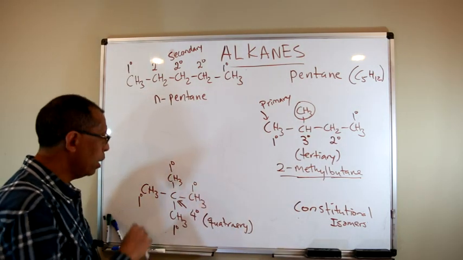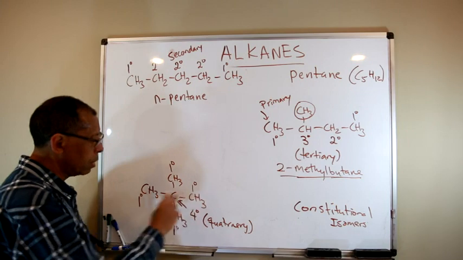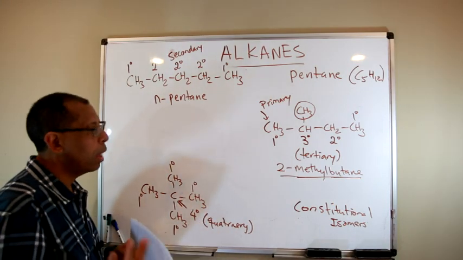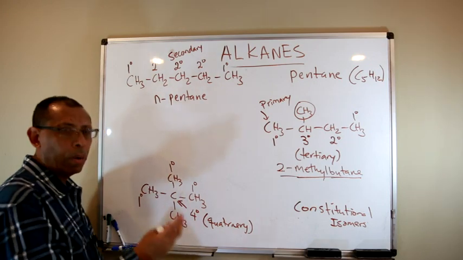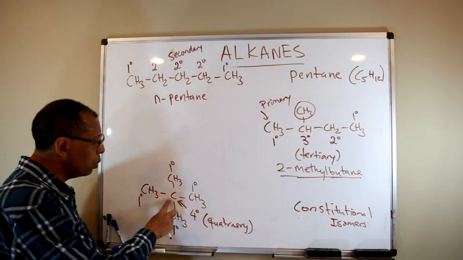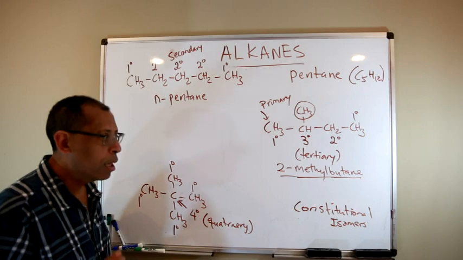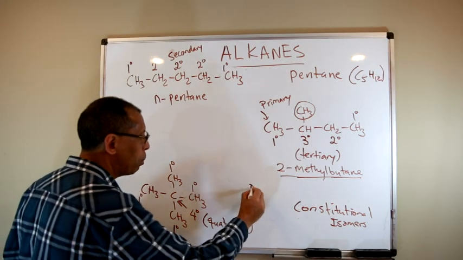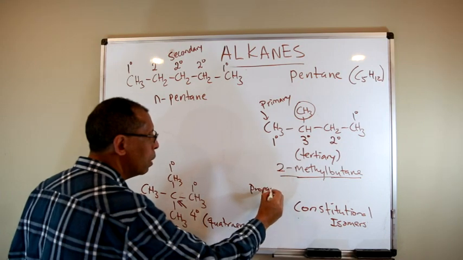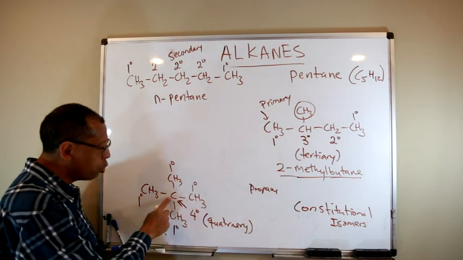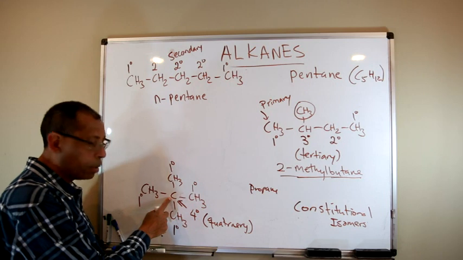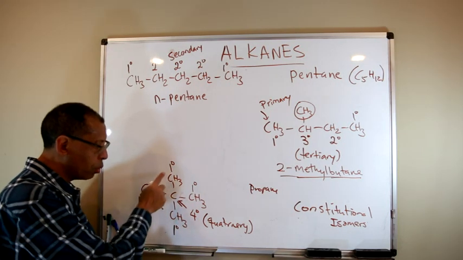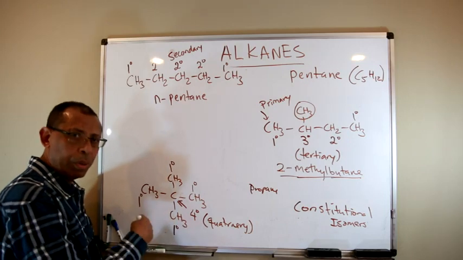How about this one? If we were to name this, the longest chain that can be counted would be 1, 2, 3. Therefore, the base would be propane. So I would just write propane, but at position 2 of propane, you have 2 methyl groups. So how do you name them?